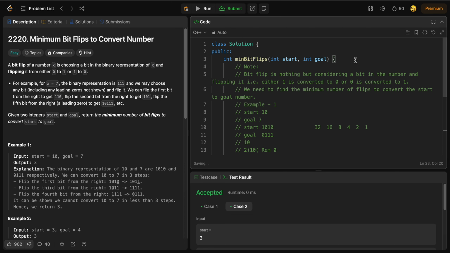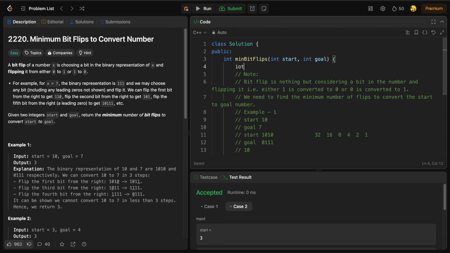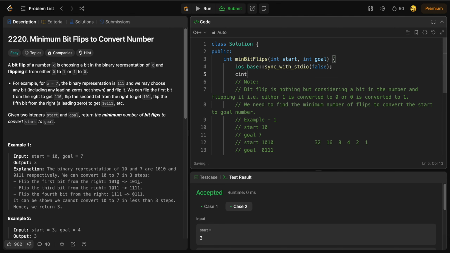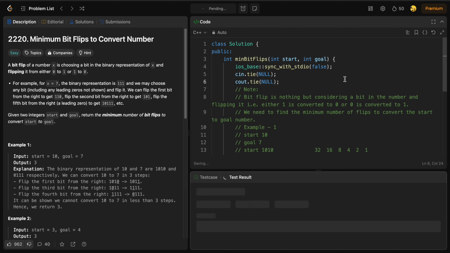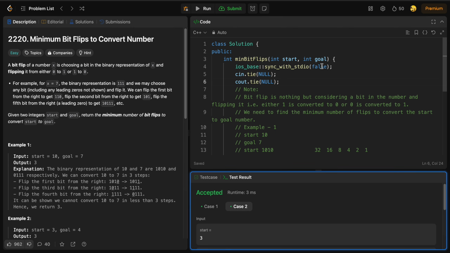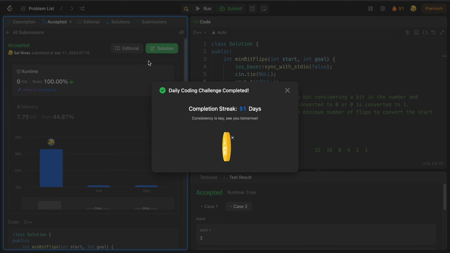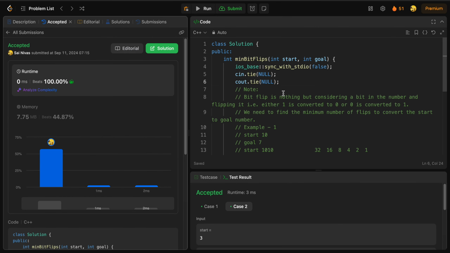And to fairly reduce the time taken, I'll specify to my C++ compiler not to sync with the C libraries that help with taking input or giving output to the terminal. So I'll set cin.tie to null and cout.tie to null. I'll try running this. Everything should work fine. Yes, it's working fine. Let me submit this. Yes, it's working as expected. We beat 100% of people with our complexity.